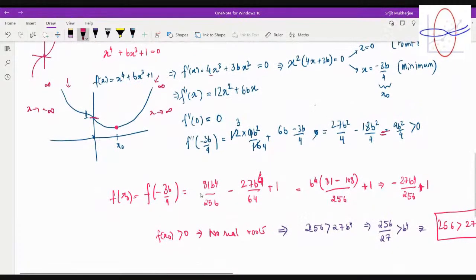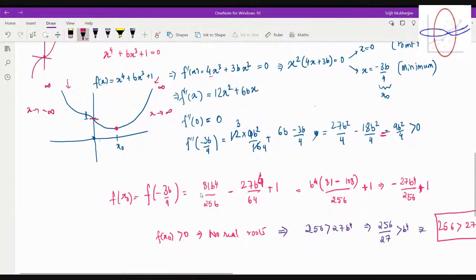So f of x naught equals f of -3b/4, and after long calculations, not long, but yeah, we have got 1 - 27b⁴/256. Now if f(x naught) is greater than 0, it implies no real root, right? So I have just equated this, and we have got this condition. Now you put in these values of b over here, guys.